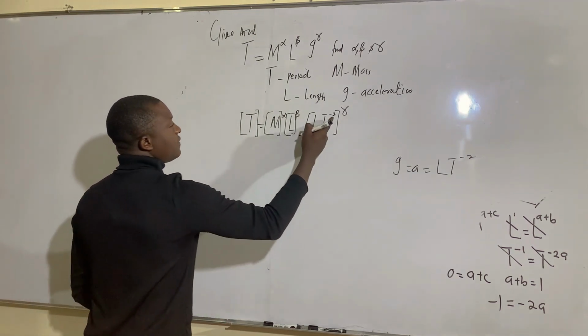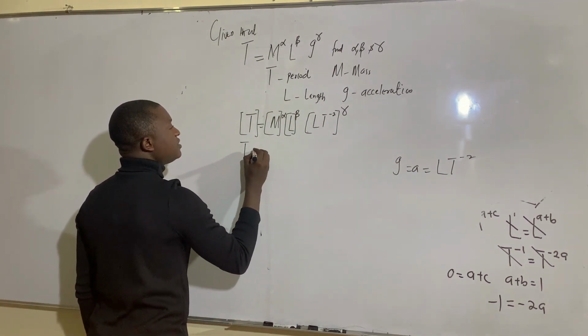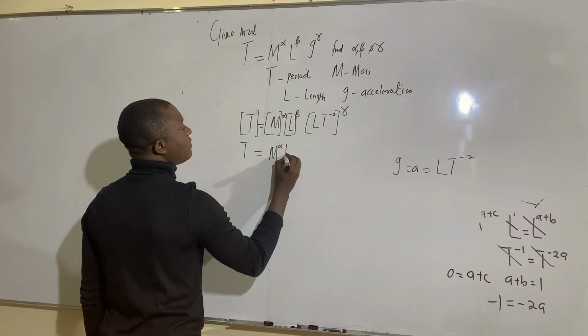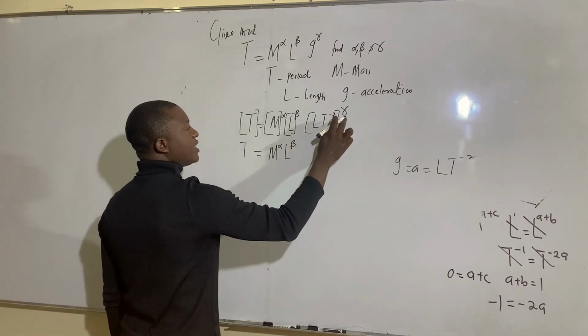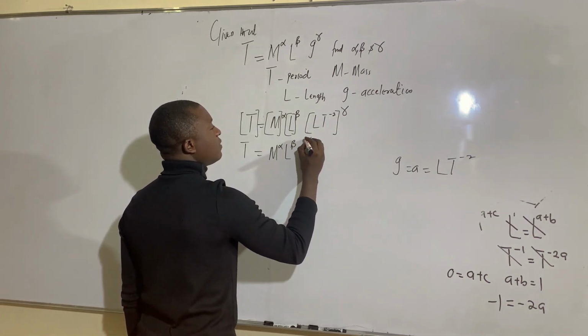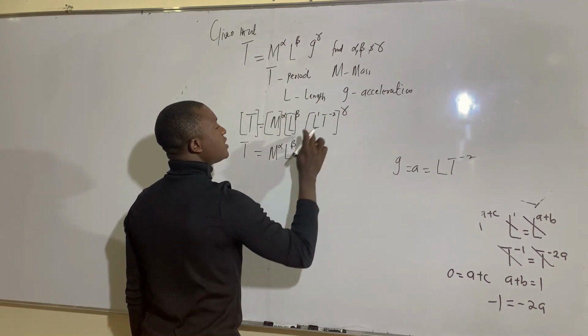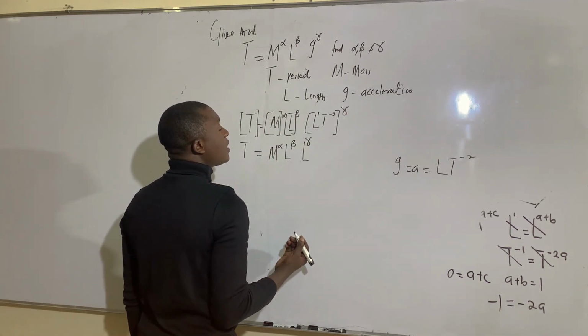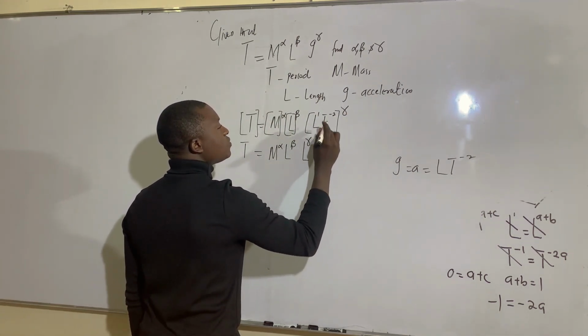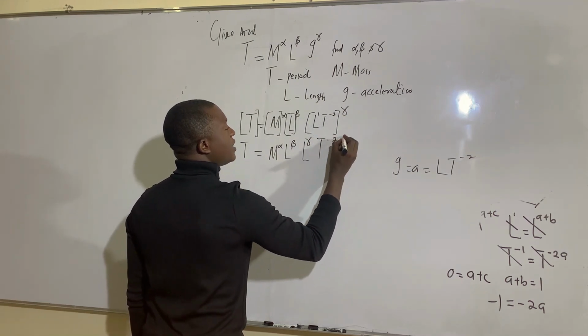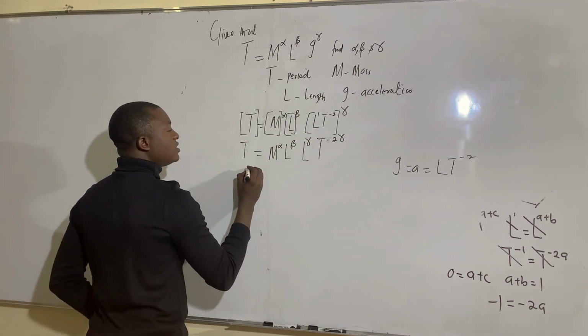So now, if I open the bracket of this, I can have T is equal to M raised to the power of alpha, L raised to the power of beta. Open this, that means we have L raised to the power of 1 times gamma, we have 1 gamma, and 1 gamma is the same thing as gamma. T raised to the power of minus 2 times gamma, we have minus 2 gamma. So let's look at the ones that are the same.